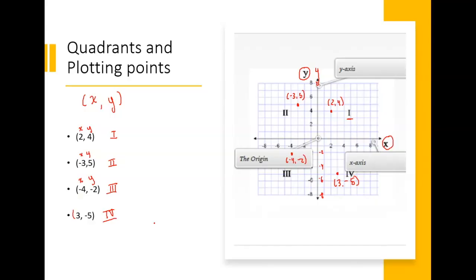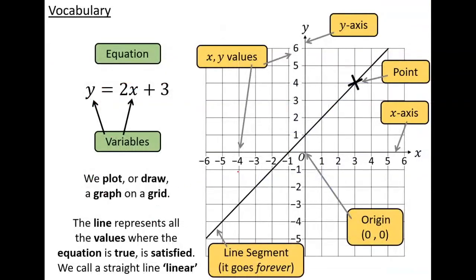That's a pretty important thing to know because we're going to have to plot several points in order to graph linear equations. So just a bit of vocabulary here. Anything that looks like this, that has our x's and our y's, our variables, we call an equation. And in this case, we call this a linear equation. We plot or draw a graph on a grid, which is what you might refer to as graph paper. So we draw our graphs on a grid.